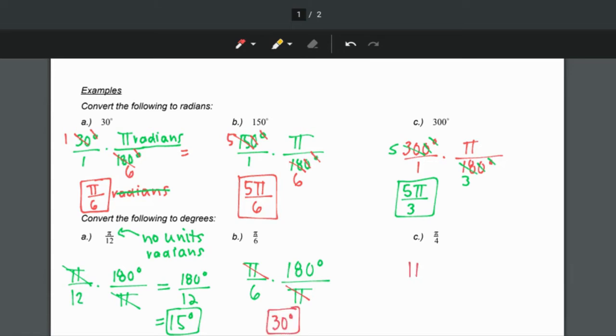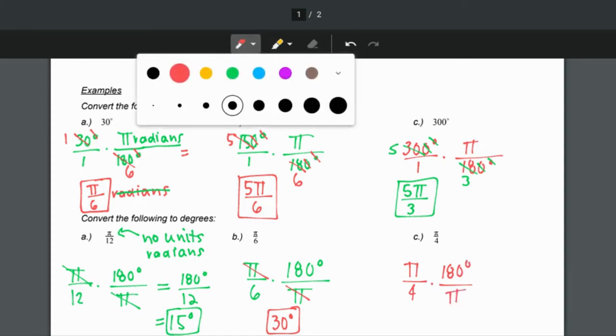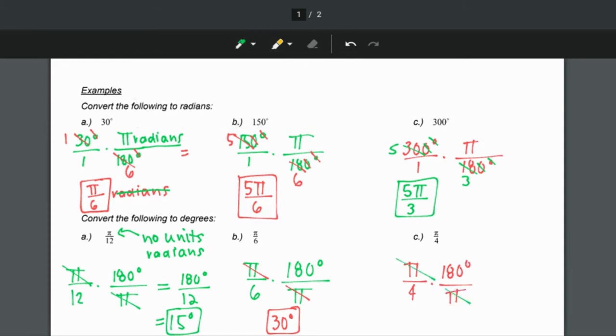And then our last one here, we have pi over 4, so I'm going to multiply that by 180 degrees over pi. And then in my numerator and denominator, you see that you have pi's, so that will cancel out. And then 4 goes into 180 45 times, so the answer is 45 degrees.